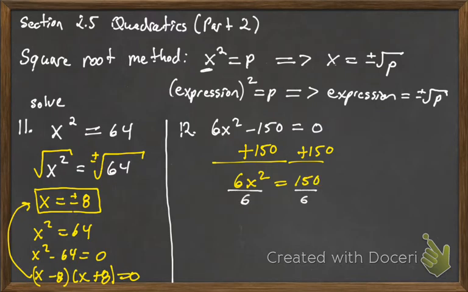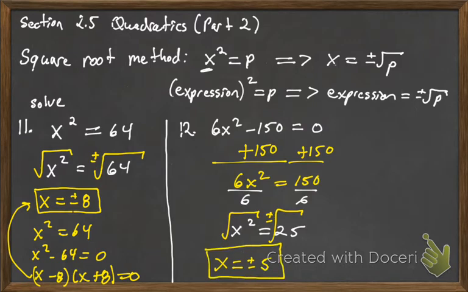Okay, so then divide both sides by 6, and we get x squared is equal to 25. Take the square root, don't forget your plus or minus. X is equal to plus and minus 5. Okay. This one we could have solved by factoring also, but we're practicing the square root method or property.